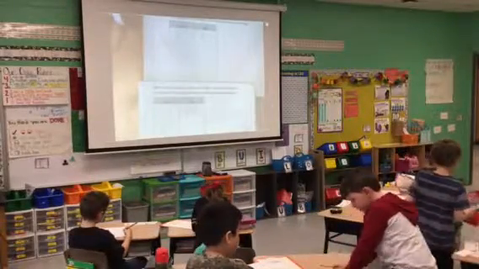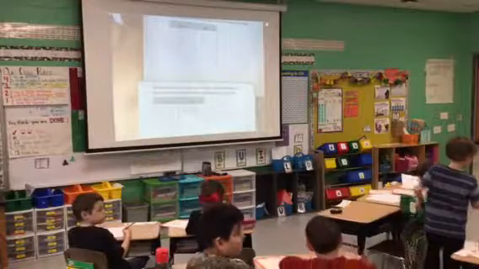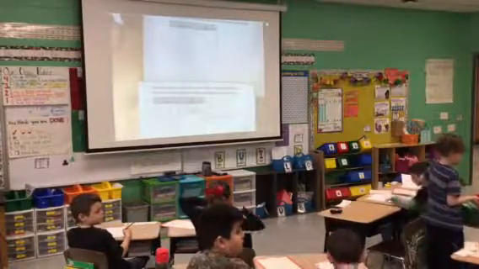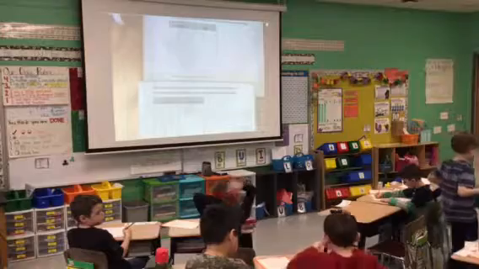And if you need your manipulatives to help you solve this problem, feel free to use them, even though I just told you you could put them back up. But if you need them out, you can. But if you don't, most of you are really good at drawing pictures, so.